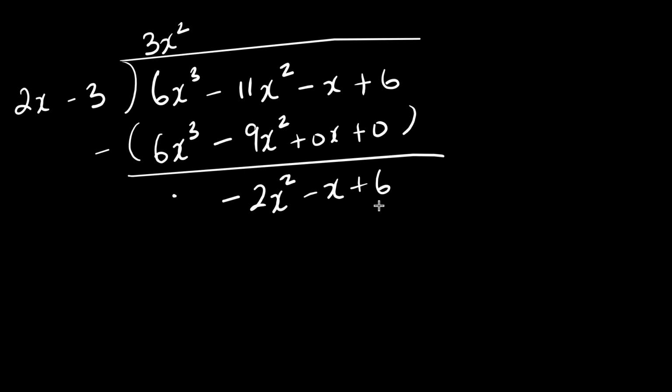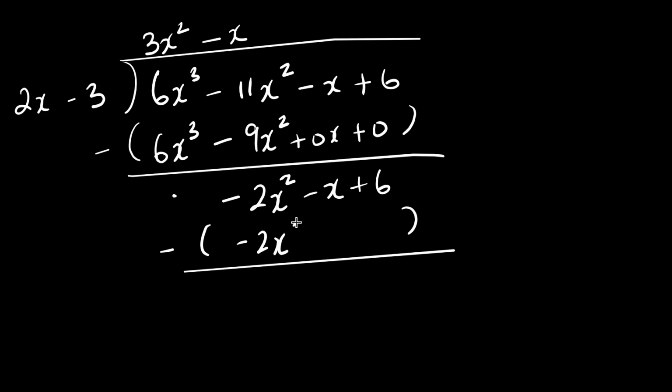This is our new dividend, and we're going to say 2x divides negative 2x squared to give, and 2 goes into negative 2 to give you negative 1, and x goes into x squared just to give you x. And then we're going to multiply through this new part of our quotient by our divisor, and we'll end up with 2x times negative x is negative 2x squared, and negative 3 times negative x is going to give us positive 3x, and we're going to have a placeholder constant here for subtraction, so we can do this in line, and we end up with negative 2x squared minus negative 2x squared gives us 0.